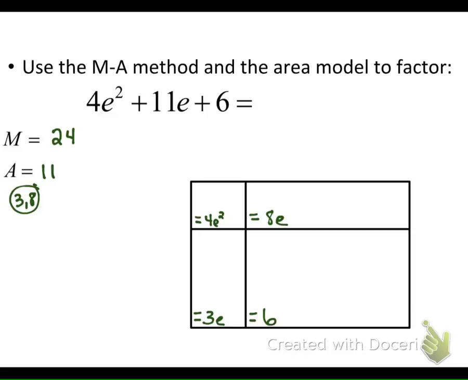Now, after we put the areas in of all the rectangles, we now need to find the greatest common factor of the top row. The greatest common factor of the top row will tell me what about it? The height. So, what's the greatest common factor for 4 and 8? 4.